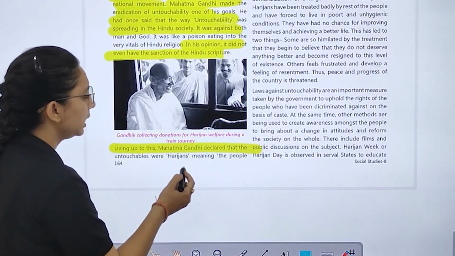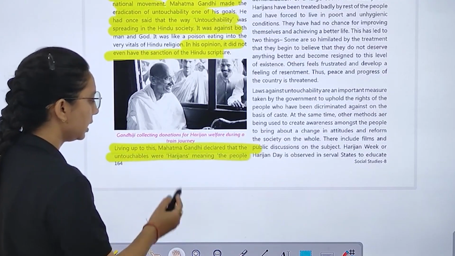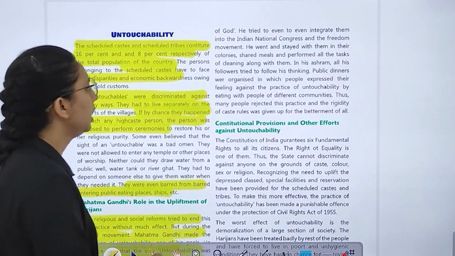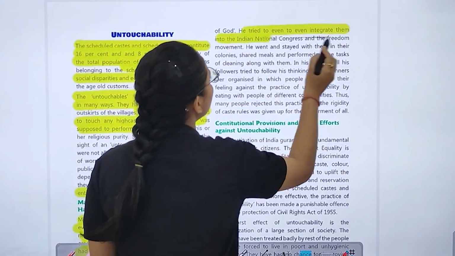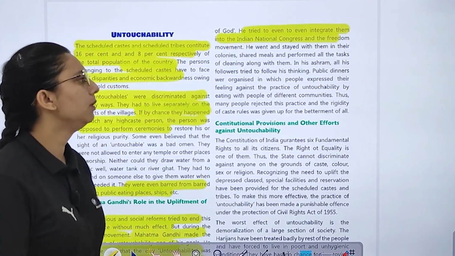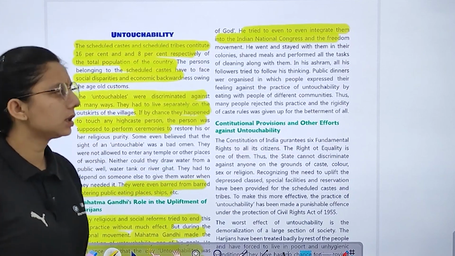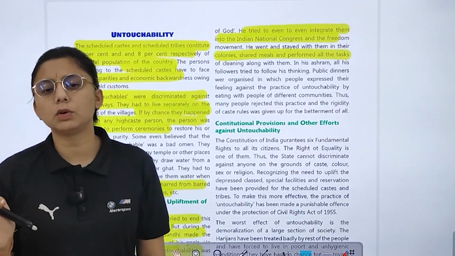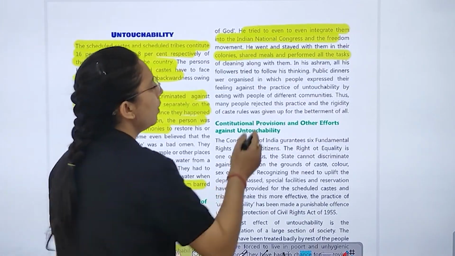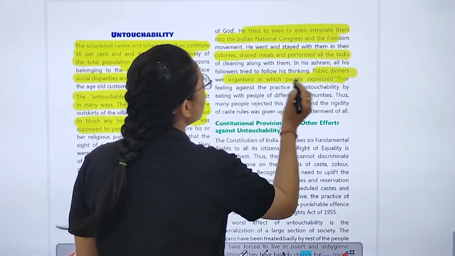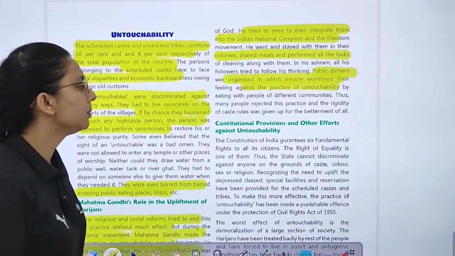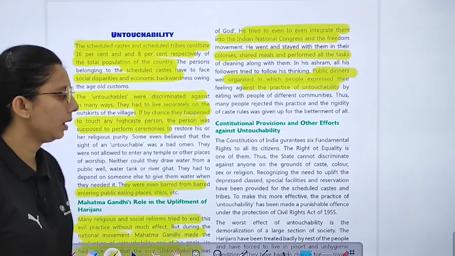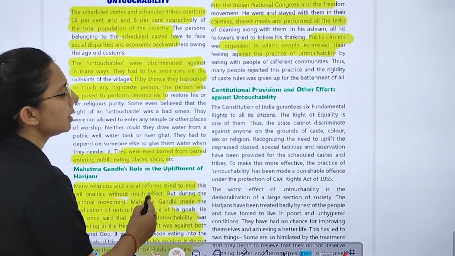Living up to this, Mahatma Gandhi declared that the untouchables were Harijans, the people of God. So what he did, he tried to integrate them into the Indian National Congress and the freedom movement. He wanted and stayed with them. वो चाहते थे और वो वहाँ रहे, उनके साथ meal share करा, उनके साथ colonies वगैरह को clean करा, different things he did. And now we can see that public dinners were organized in which people expressed their feelings, and thus many people rejected this practice. इस practice को बहुत लोगों ने reject भी करा. Now constitutional provision and other efforts.